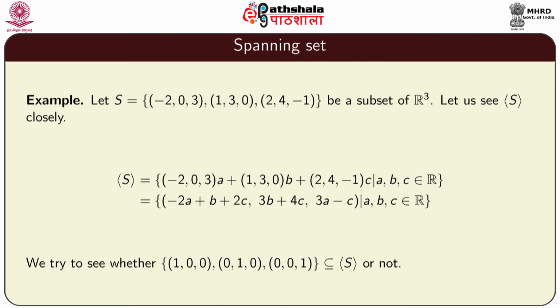Now, you know that (1, 0, 0), (0, 1, 0) and (0, 0, 1) span the vector space R3. So, it is quite natural to ask whether these vectors belong to this span of S or not.